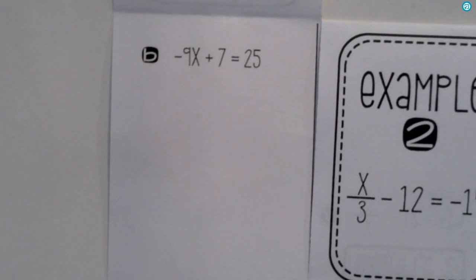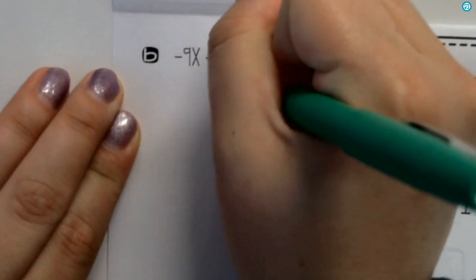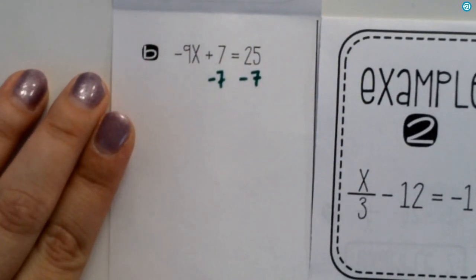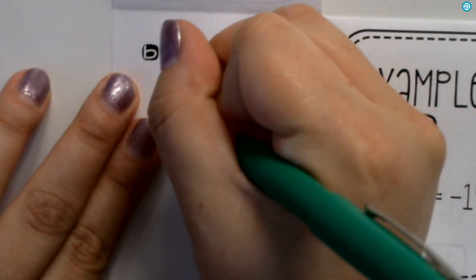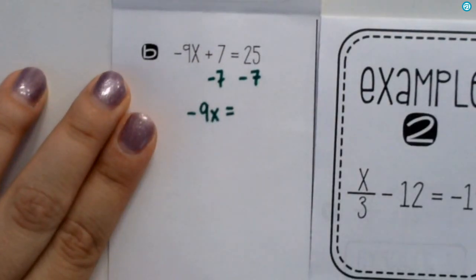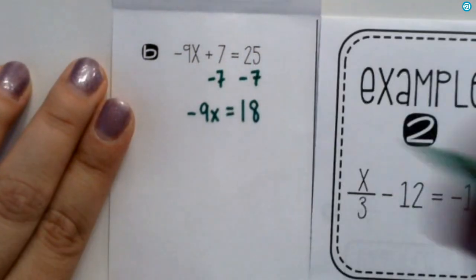Hey, let's talk about this one. So we've got negative 9x plus 7 equals 25. What's the first step that y'all did? So you subtracted 7, or minus 7, negative 7, whatever way you want to think about it or say it. On the left side of our equation, we have negative 9x equals 25 minus 7 is 18.